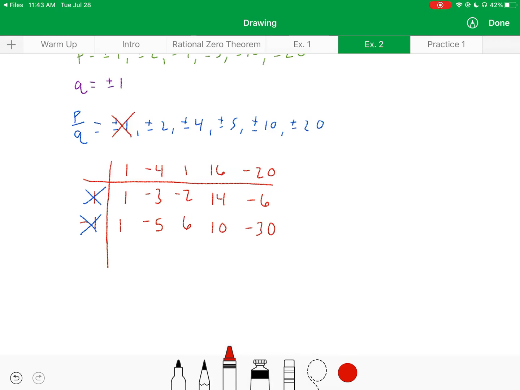Let's try +2. Bring the 1 down. 1 times 2 is 2. Add it with -4, you get -2. -2 times 2 is -4. Add it with 1, you end up with -3. -3 times 2 is -6. Add it with 16, you get 10. 10 times 2 is 20. Add it with -20, you get 0.